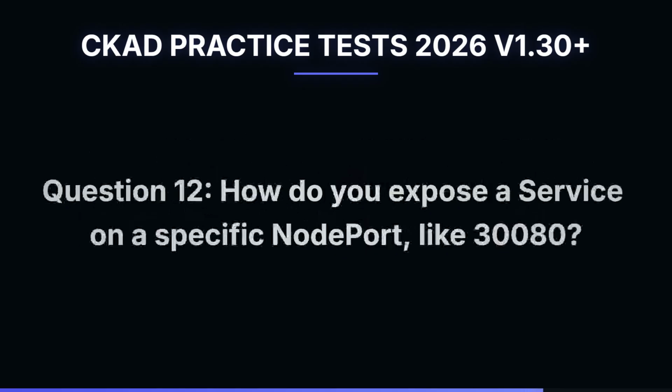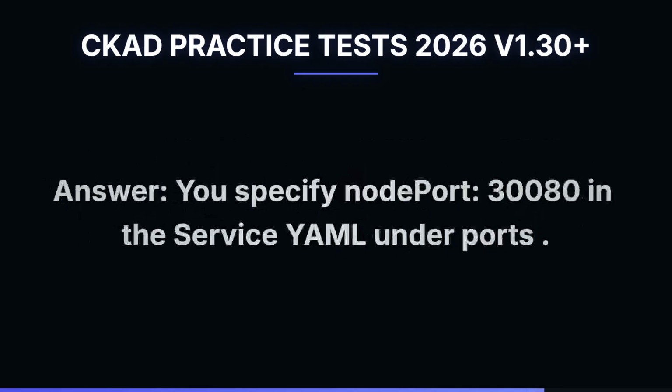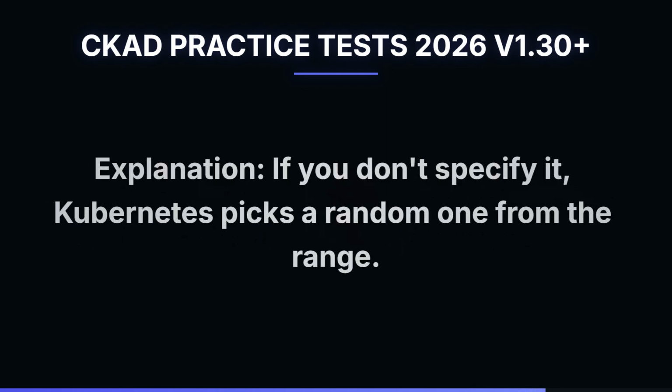Question 12. How do you expose a service on a specific NodePort, like 30080? Answer: you specify nodePort 30080 in the service YAML under ports. Explanation: if you don't specify it, Kubernetes picks a random one from the range.